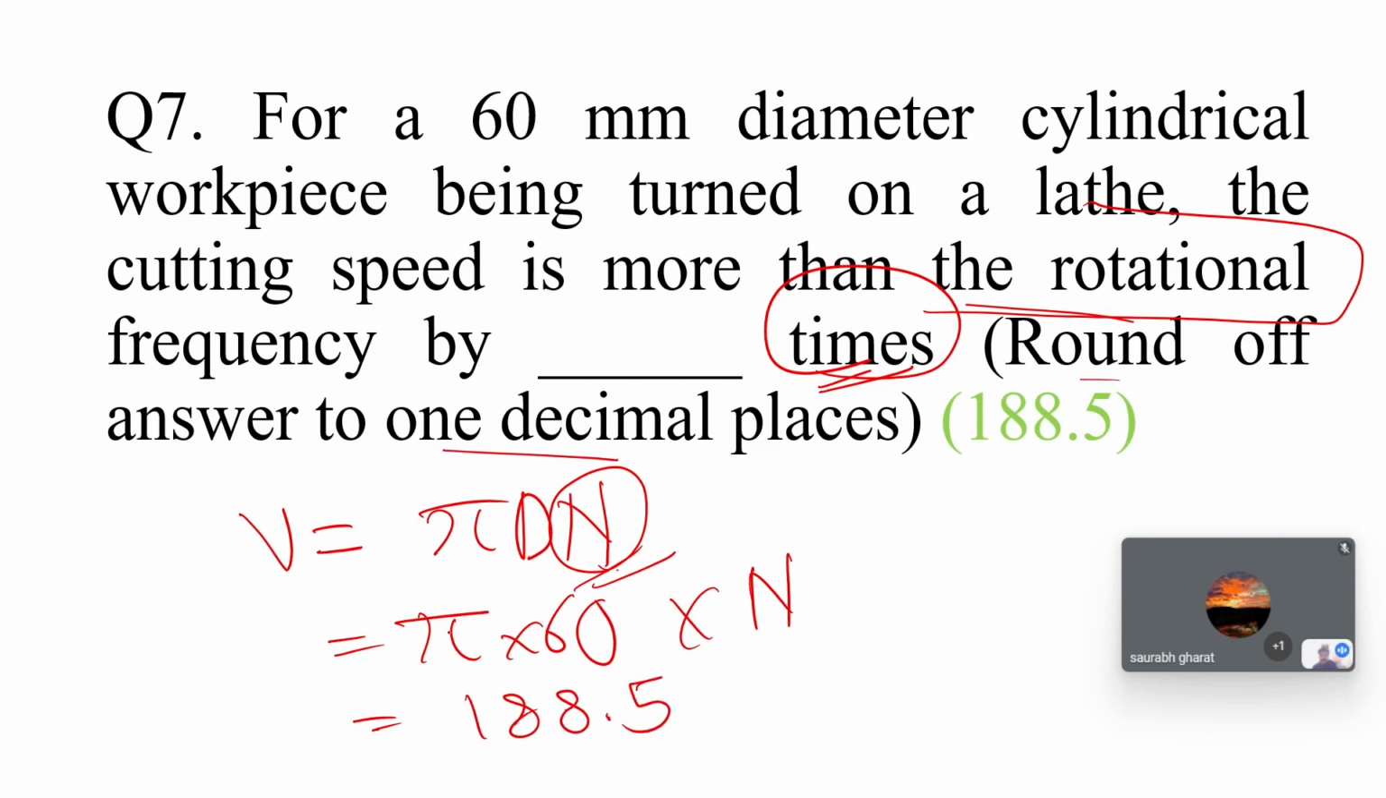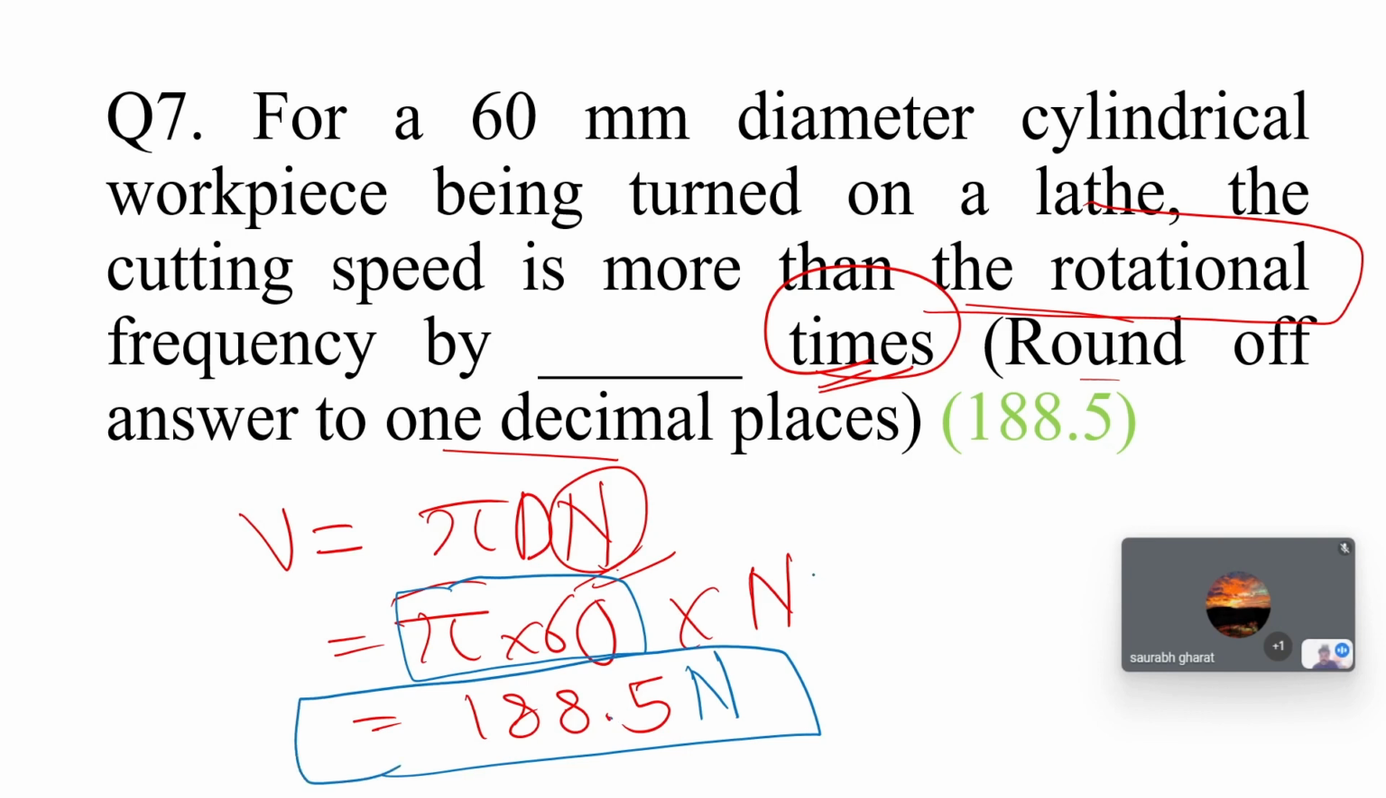Just multiply this part, and your answer will be there. So 188.5 into your rotational frequency. So in the blank space you write 188.5. N is for that times option. How many times, and 188.5 is your answer which is asked here. So this is how you can solve the seventh question.